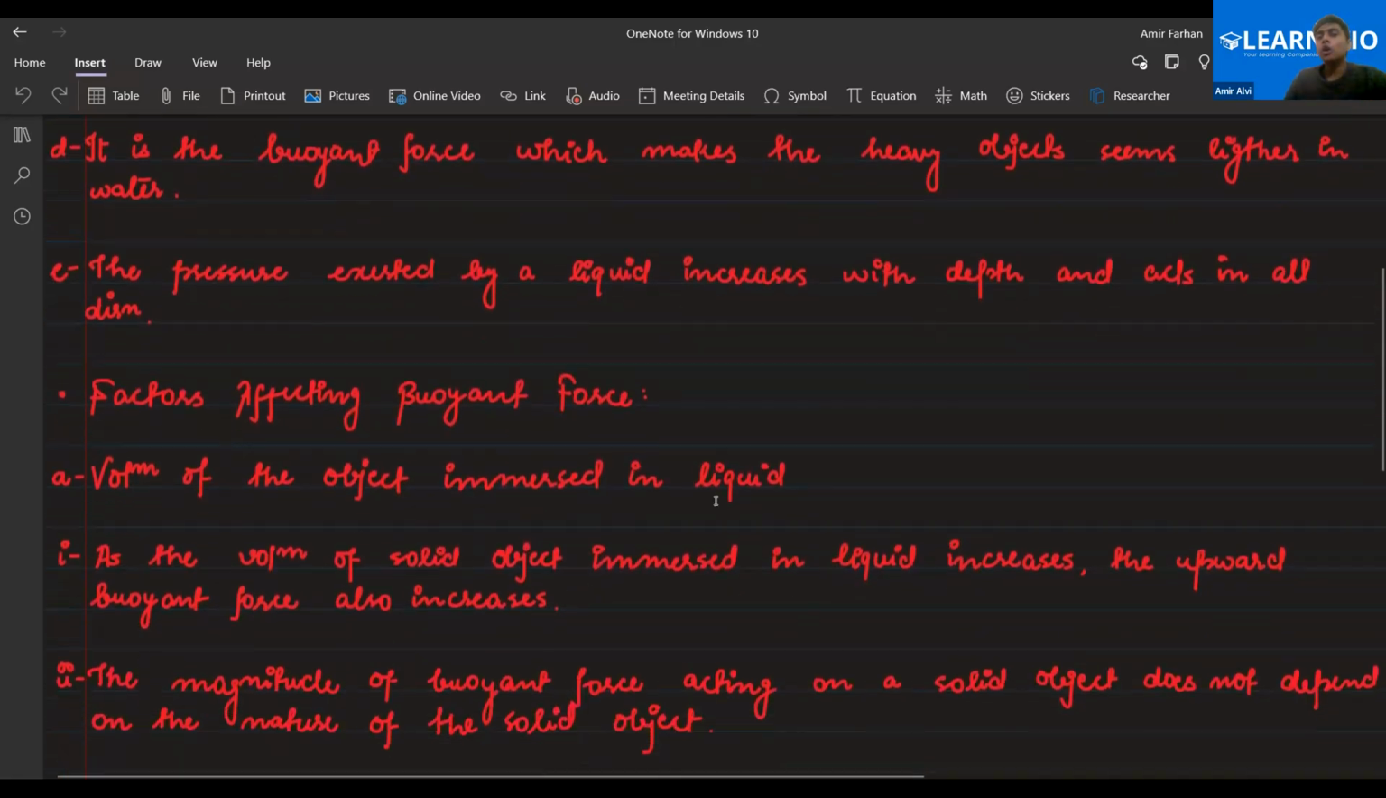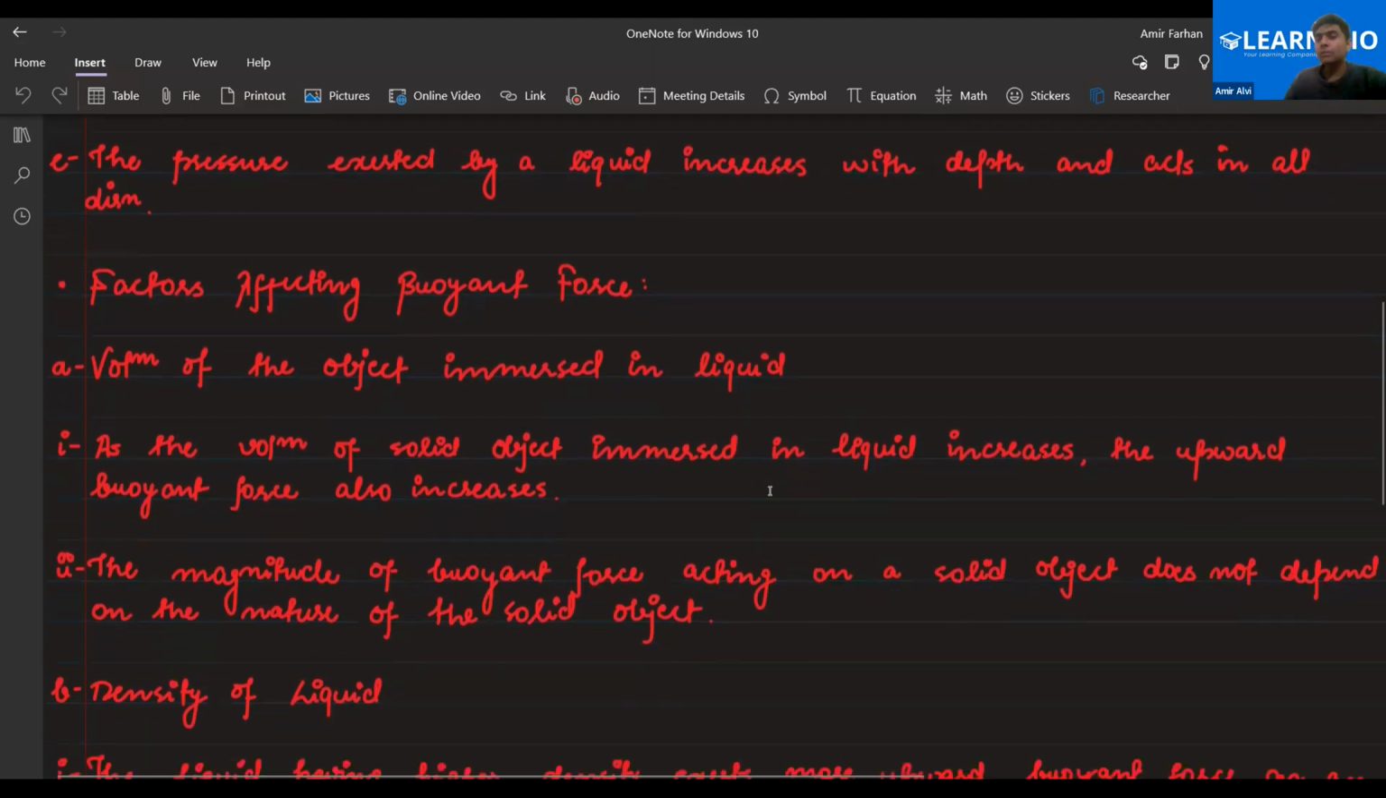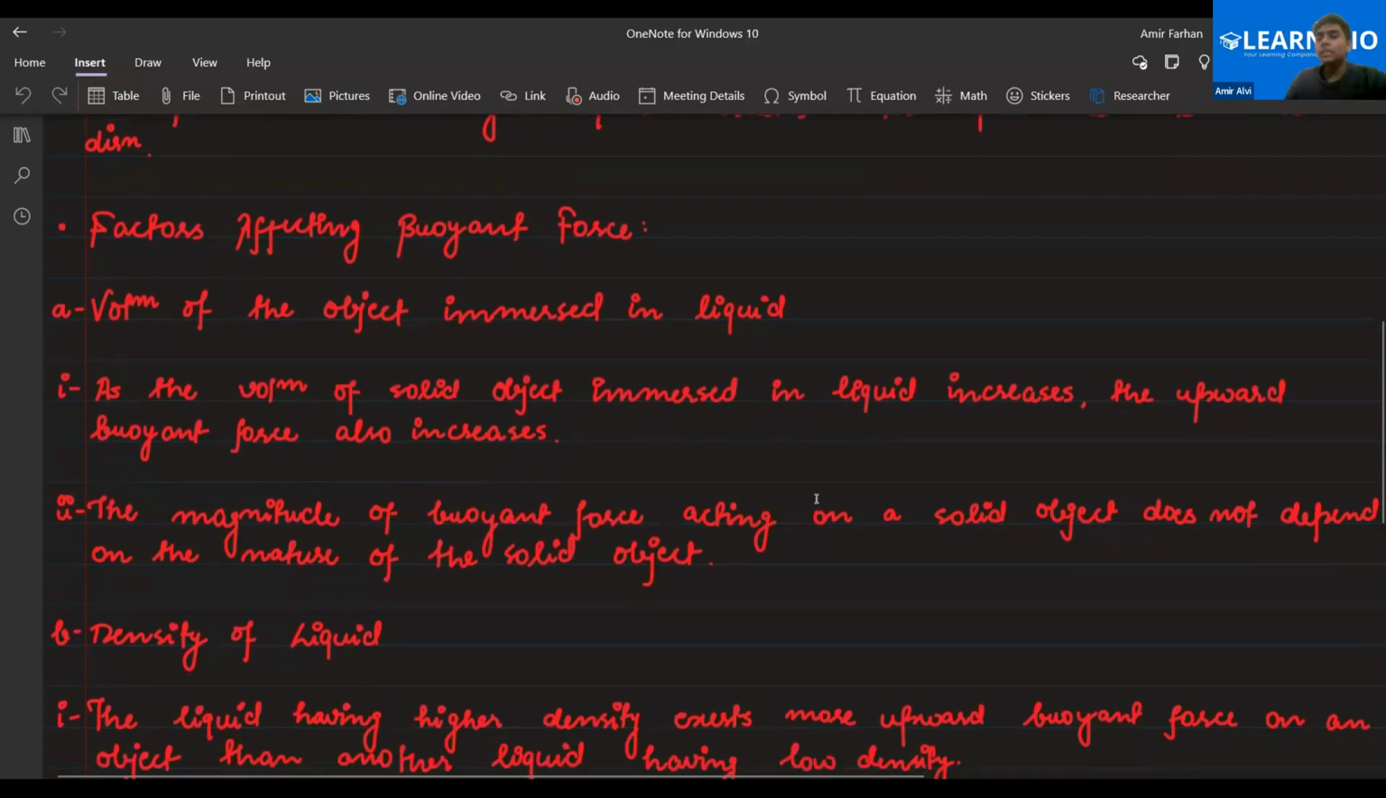Now let's talk about the factors which affect the buoyant force. The first is the volume of the object immersed in the liquid. As the volume of the object immersed in the liquid increases, the upthrust, or buoyant force, also increases. The more you submerge the object into the water, the more will be the upward force. Clear, everyone? Yes, sir. Next, the buoyant force acting on a solid object does not depend on the nature of the solid object. It doesn't matter whether it is wood, metal or stone. The only thing that matters is the volume.